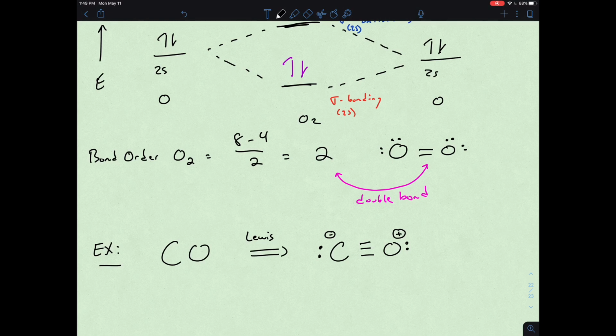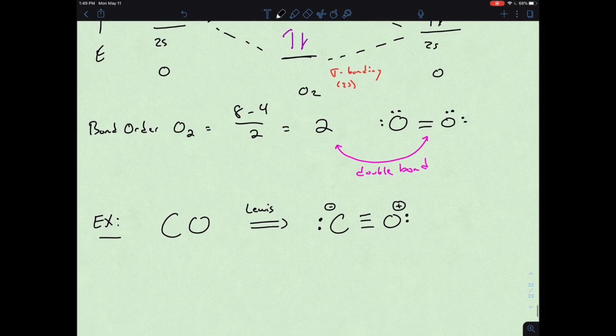Let's see if we can use this idea of MO theory to maybe prove or disprove this idea of a triple bond between the carbon and oxygen, because if we were to put it together, we should get a bond order of 3 if that were the case. So let's see what we get.